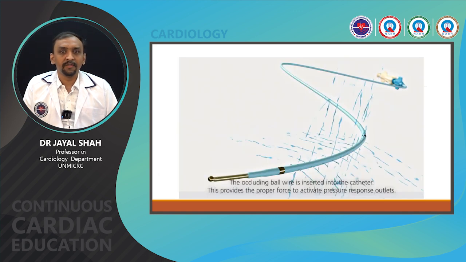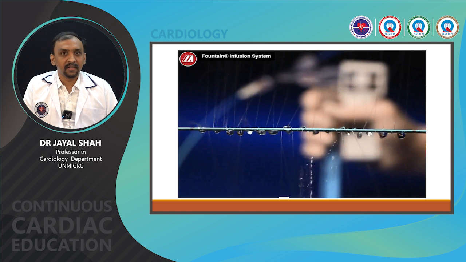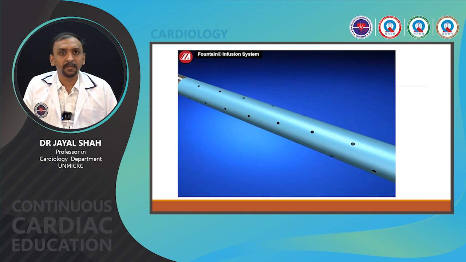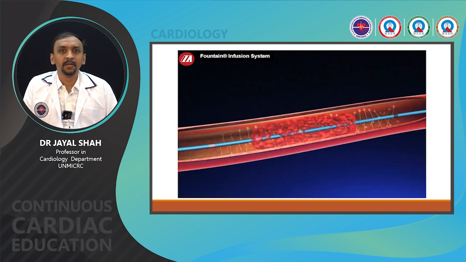So this occluding ball wire is inserted, and this provides the proper force to activate the pressure response outlet. So this is the mechanism by which the different catheters with multiple side holes work. Another is a Fountain catheter, which also has multiple side holes arranged radially across the length, and that will also increase the perfusion of fibrinolytic agent uniformly throughout the clot. This is again a pictographic description of the Fountain infusion system.